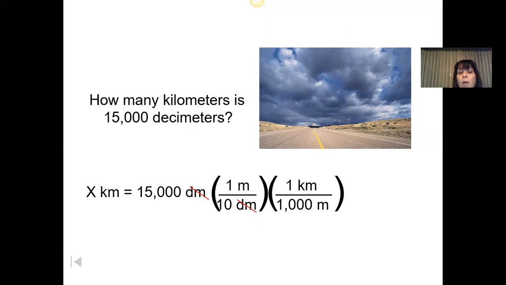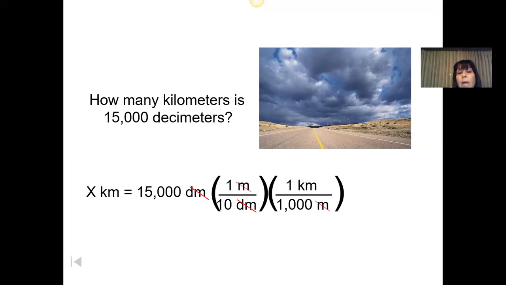I still have to get all the way back to kilometers, so I have to do one more conversion. The next conversion is that I have to take kilometers and compare them to meters. And again, our conversion there is that 1 kilometer is 1,000 meters. So we were trying to go from decimeters all the way over to kilometers. We couldn't do that directly. We had to do 2 conversions. First of all, decimeters to meters. Once I got to meters, then I can do meters to kilometers.